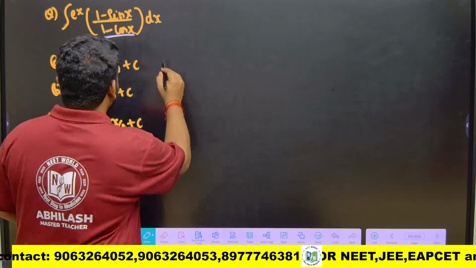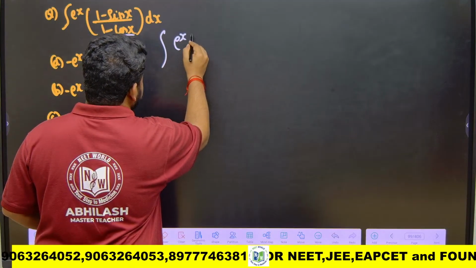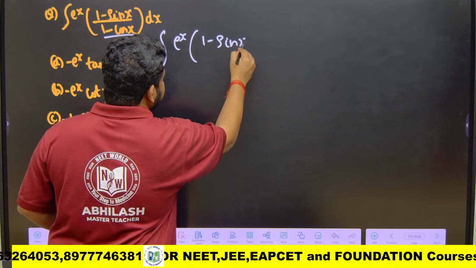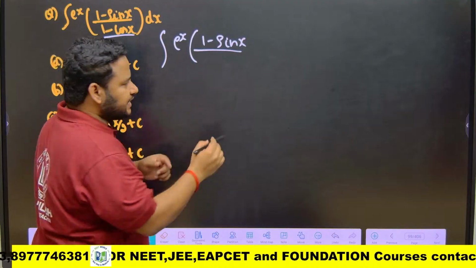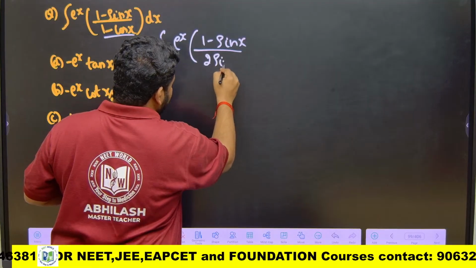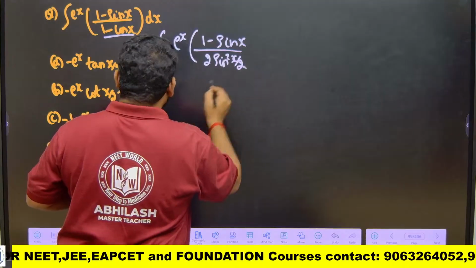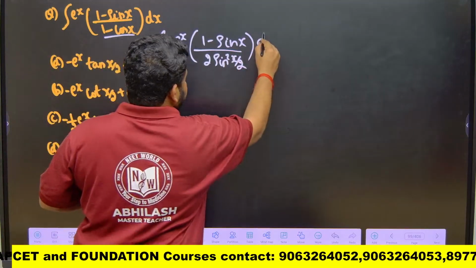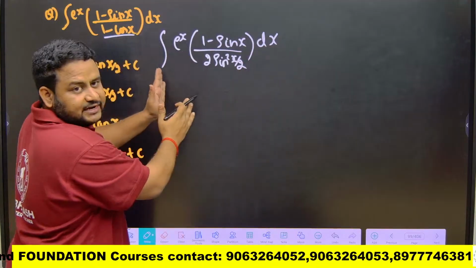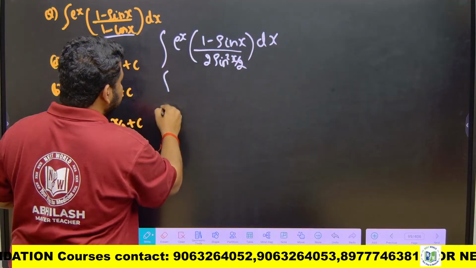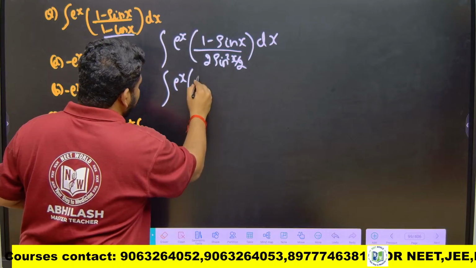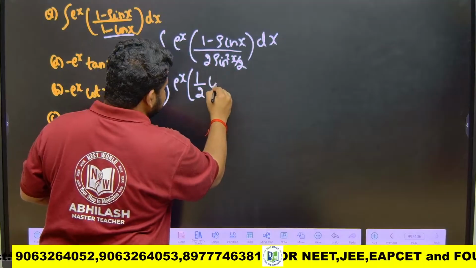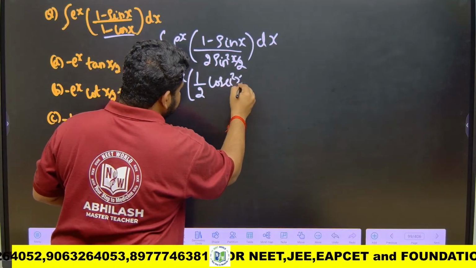So this can be written as the integral of e power x into 1 minus sin x divided by 1 minus cos x, which is 2 sin square x by 2, into dx. Now, if I separate and divide it, what will I get? e power x into 1 by 2 sin square x by 2. 1 by sin square x by 2 is nothing but cosecant square x by 2.